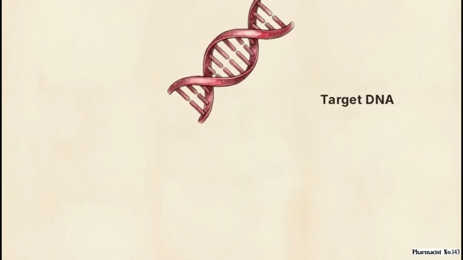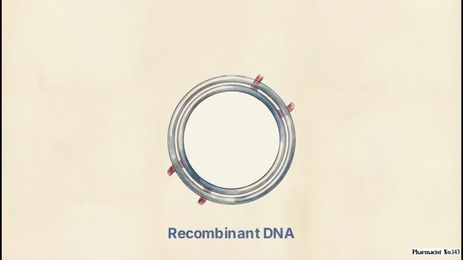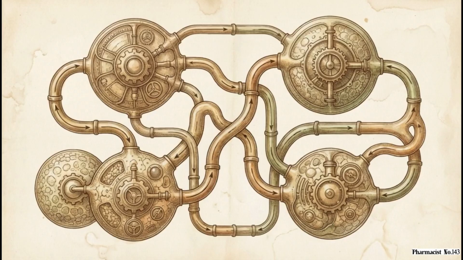A target DNA sequence, the insert, is isolated and then grafted into a carrier molecule known as a vector. Understanding this engineering feat requires a rigorous mastery of the four-step architectural pipeline used to construct these recombinant factories.